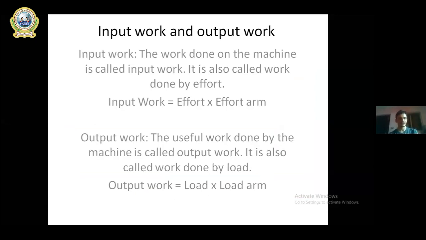Input work is work done on the machine or work done by the effort. Mathematically, input work is given by the formula effort into effort arm. And output work is the useful work which is done by the load, or the useful work which is done by the machine. It is also called work done by load, and it is given by the formula load into load arm, or load into load distance.